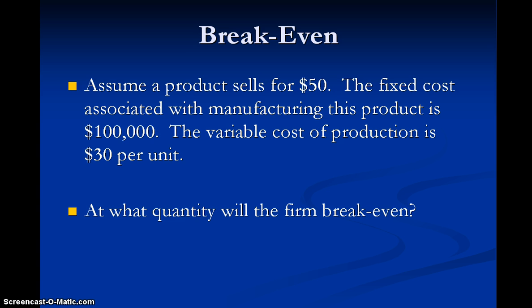So let's assume a product sells for $50. The fixed cost associated with manufacturing this product is $100,000. That might be equipment or space that we have to rent or something like that. And the variable cost of production is $30 per unit. Generally that's stuff like direct labor and direct materials. We want to find at what quantity the firm will break even.